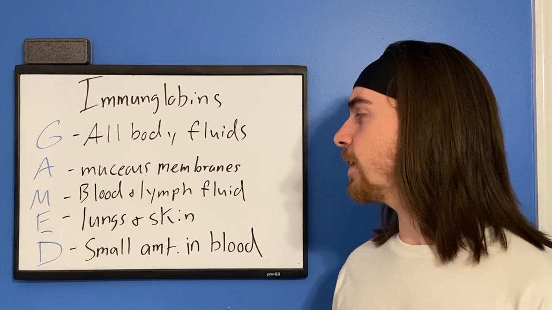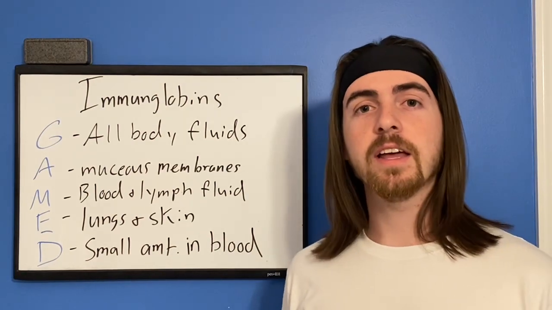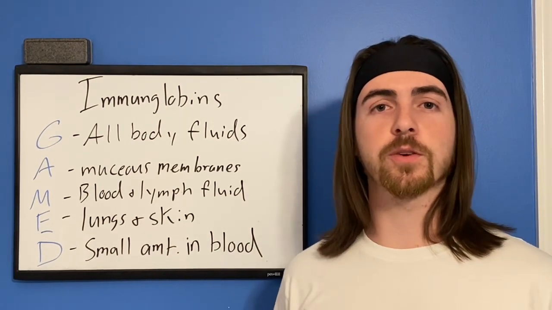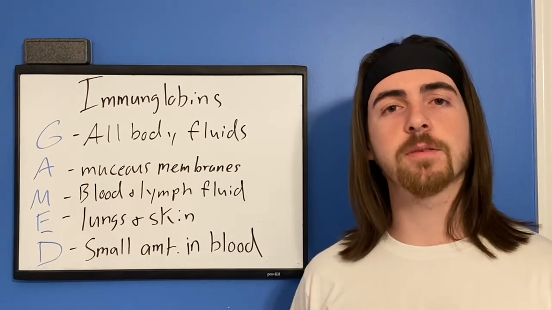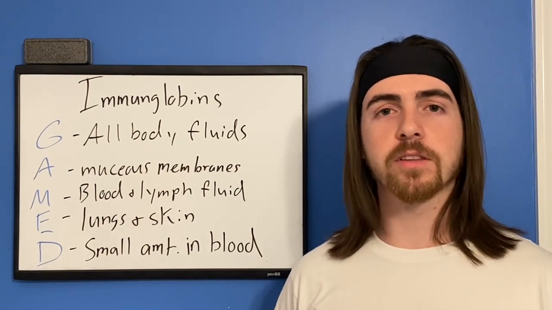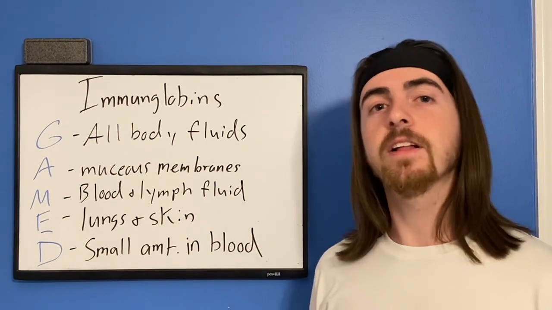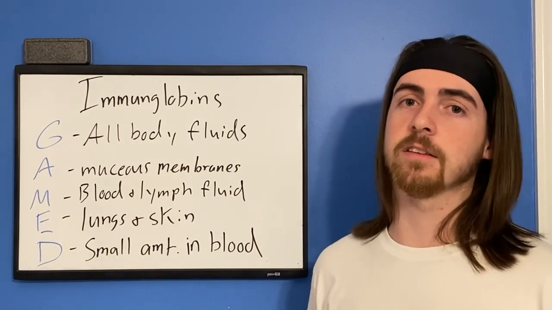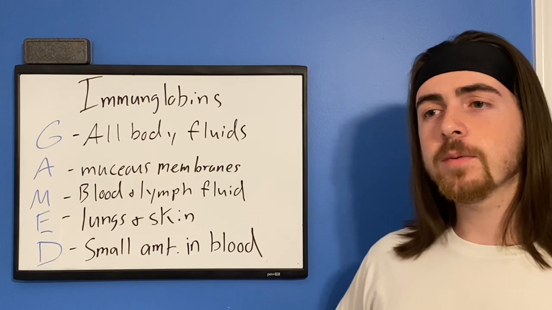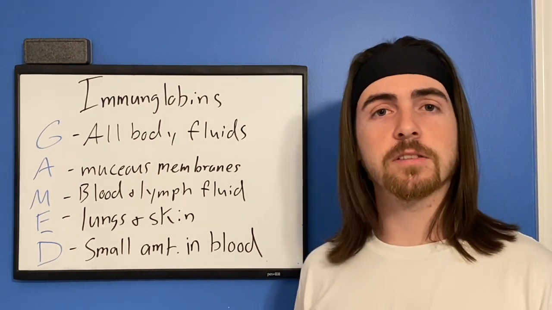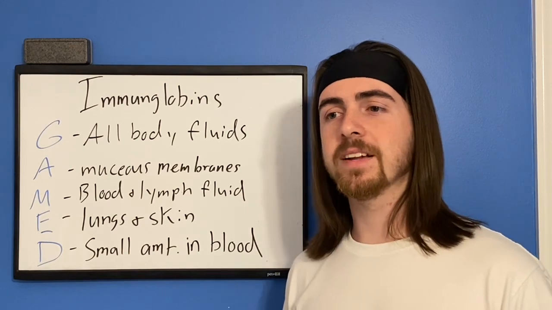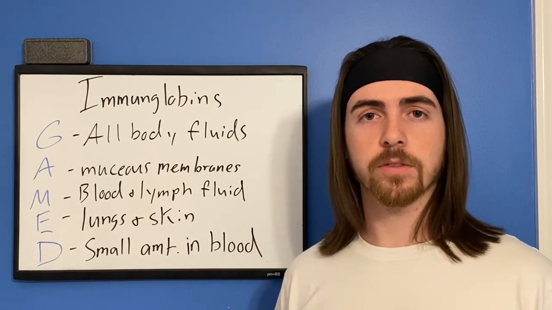Immunoglobulin E is found mostly in the lungs and skin. It's mostly in response to allergic reactions. Basically, when the body has an overstimulation of environmental allergens like pollen or dander, that's when immunoglobulin E gets activated. Lastly, immunoglobulin D is supposedly the most mysterious. It's found in small amounts in the blood, but it's the least understood. Don't know much about it yet.